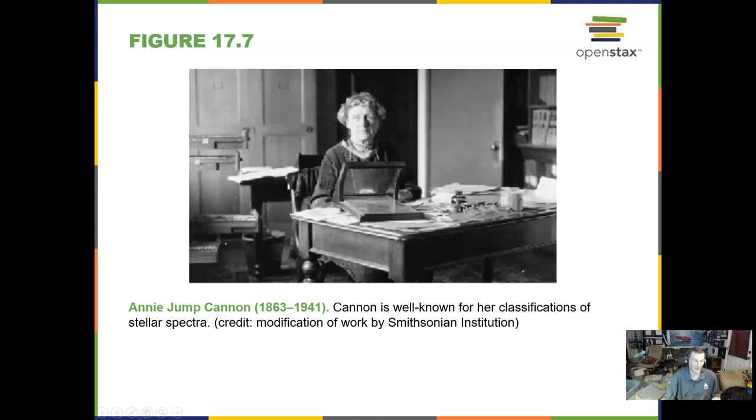Annie Jump Cannon was very well known for her classifications of stellar spectra. Many of the advances made in astronomy around 1900 were from many well-equipped women.